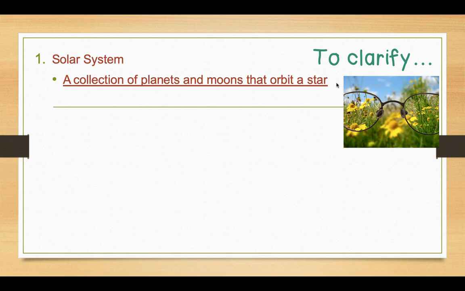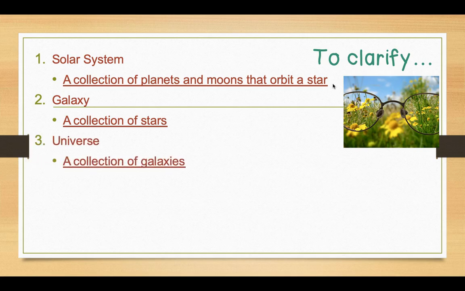So if there are other collections of planets and moons that orbit a star out in the universe, those would be solar systems. But then a galaxy is just a collection of stars. So we don't think of a galaxy as planets and moons. That's part of a solar system. So a galaxy is just a collection of stars. And then the universe is a collection of galaxies. So a bunch of different galaxies all together is what we think of as making up our universe.